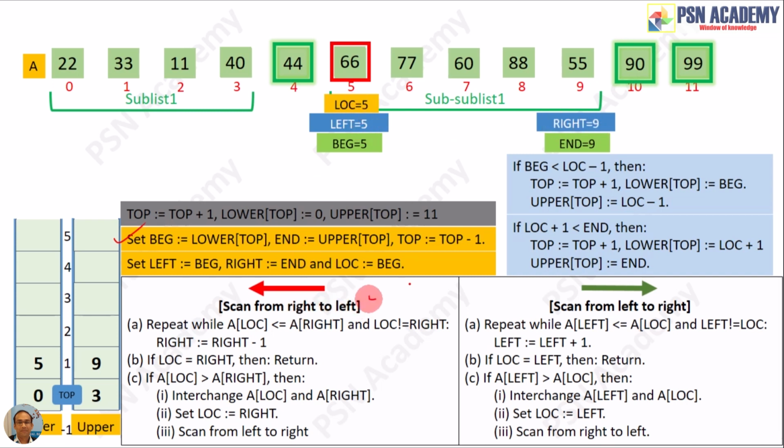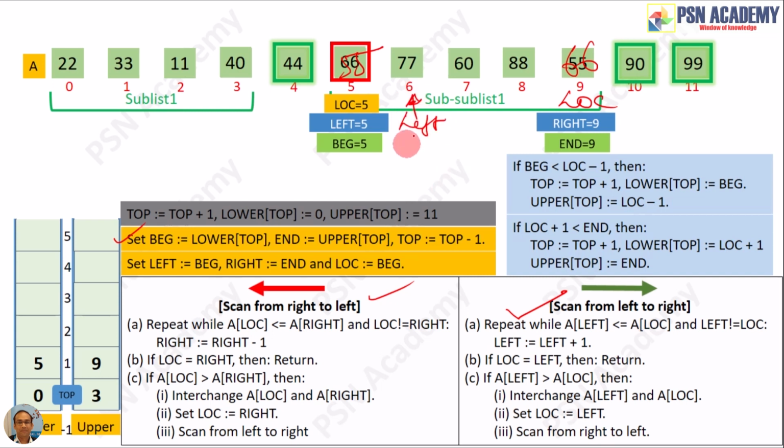Now you can start from this side. You scan from right to left. Right is 9 over here. 66 is greater than 55. So right will not move. They will be interchanged. So 66 will be coming over here and 55 will be coming over here. And your LOC will be here, isn't it? After that, you will move from left to right. That means left is 5, right is 9, LOC is 9. So A left is 55, A LOC is 66. So move left from here to here. So left will be standing at 6 now.